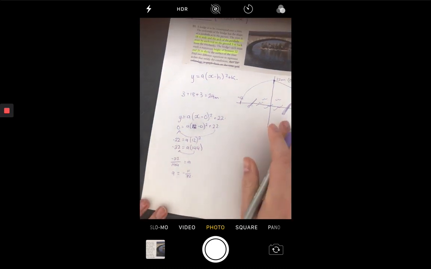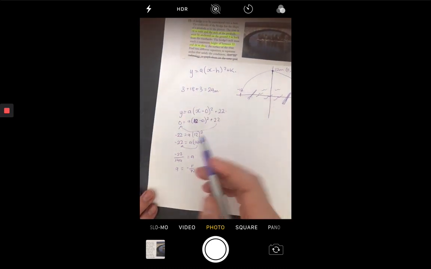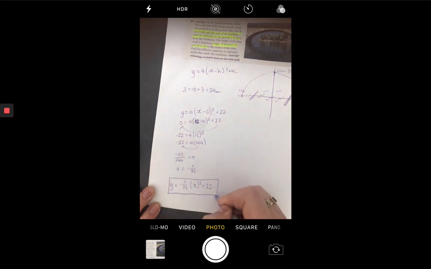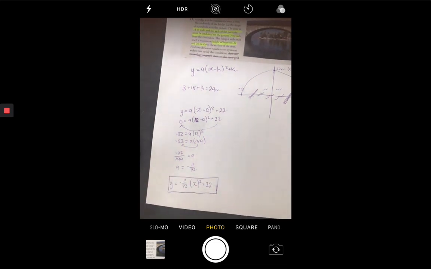So that means that my first equation is going to look like this: y equals negative 11 over 72 x squared plus 22. So that is one of my equations. It asks us to find two.